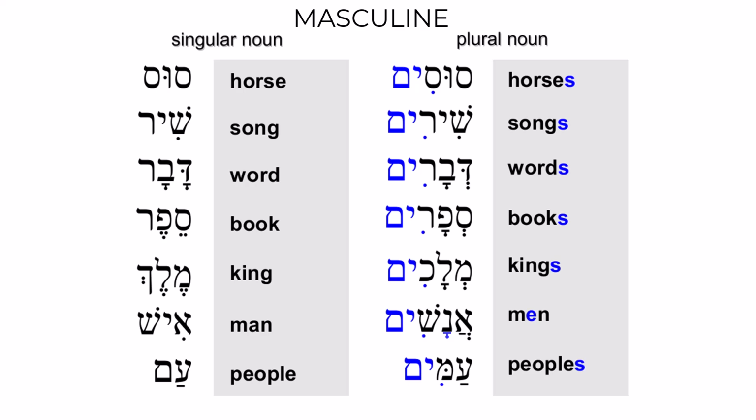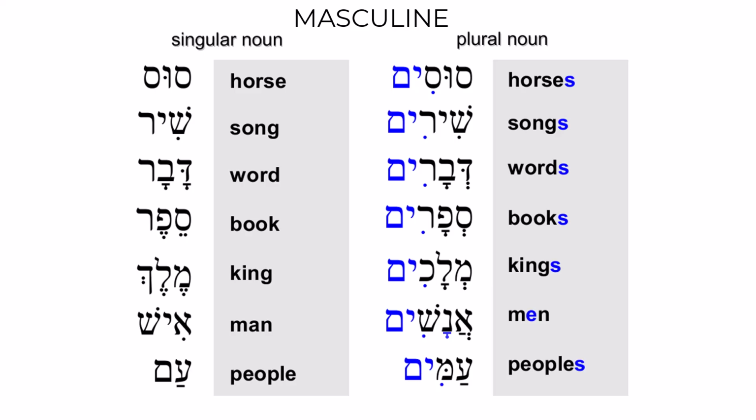You have the word shir, and it means song. To make it plural, you add im and it becomes shirim, songs. You have the word davar. It means word. Davar means word or thing.